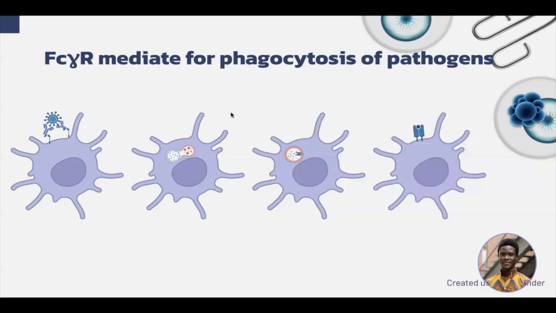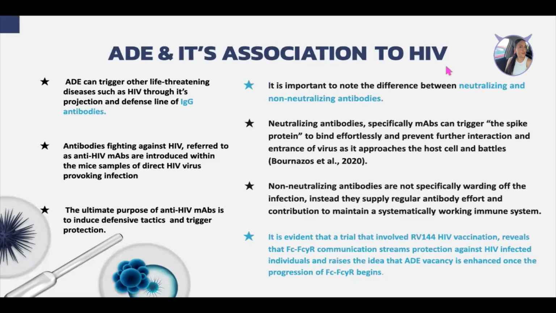Again, as previously mentioned, ADE can trigger other life-threatening diseases such as HIV through its projection of IgG antibodies. Many studies have been performed where it became evident that HIV infection is highly reliant on FCYR interaction once the monoclonal antibodies fighting against HIV, also referred to as anti-HIV MABs, are introduced within the mice samples of direct HIV virus-provoking infection. The ultimate purpose of anti-HIV MABs is to take preventative measures and trigger protection.